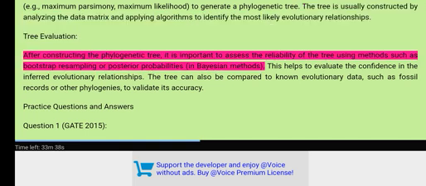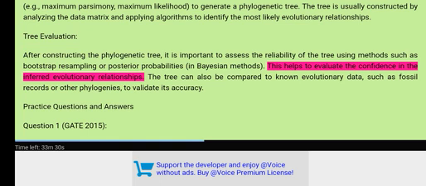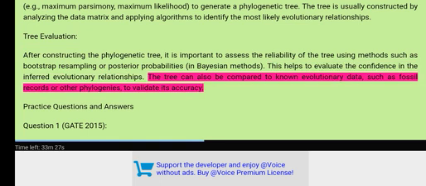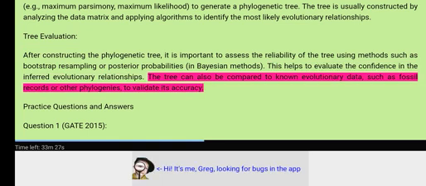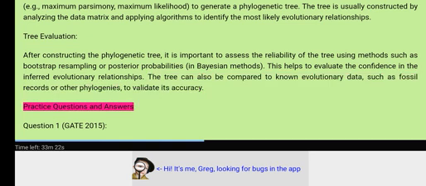Tree evaluation. After constructing the phylogenetic tree, it is important to assess the reliability of the tree using methods such as bootstrap resampling or posterior probabilities in Bayesian methods. This helps to evaluate the confidence in the inferred evolutionary relationships. The tree can also be compared to known evolutionary data, such as fossil records or other phylogenies, to validate its accuracy.